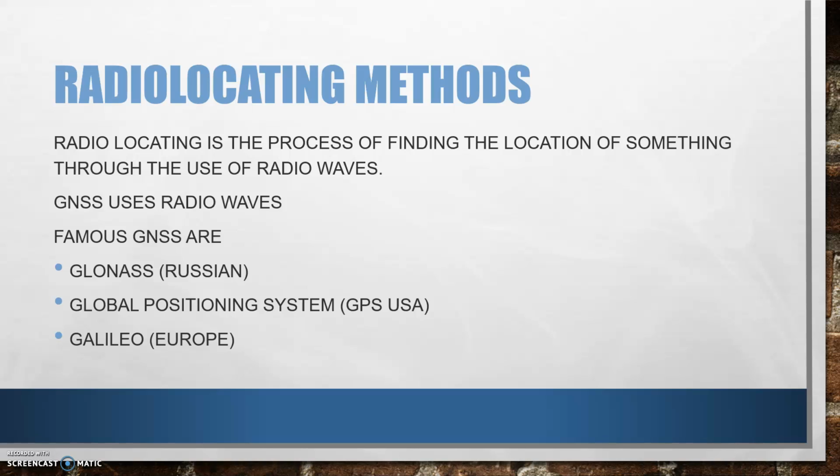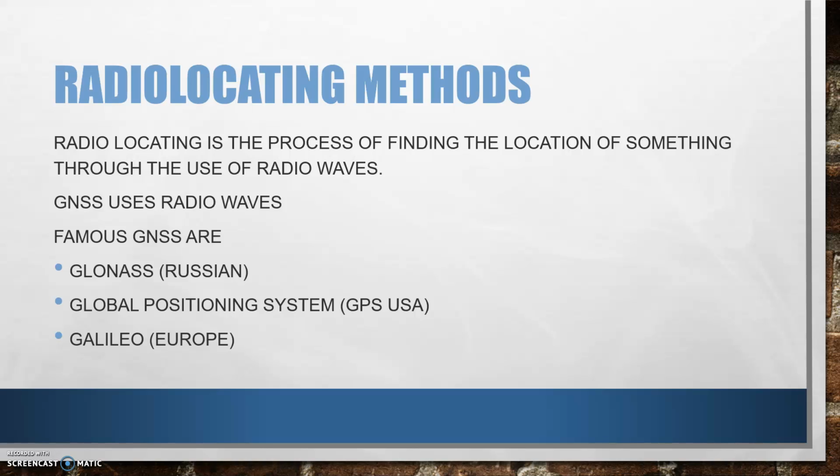So some famous GNSS are GLONASS, that's a Russian global navigation satellite system. Then there is GPS that you all know, Global Positioning System from USA. And then there is Galileo. That's from Europe and it has been there since 2016.